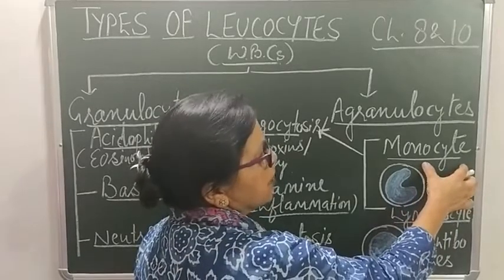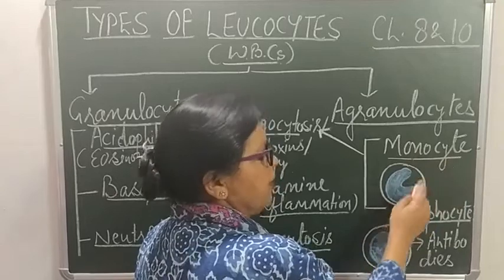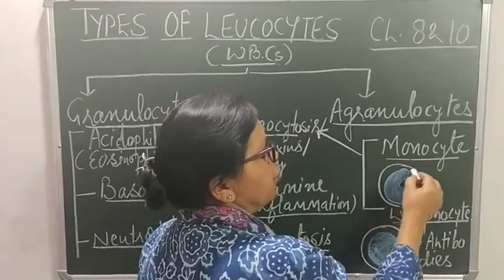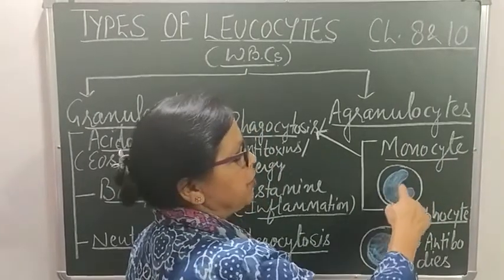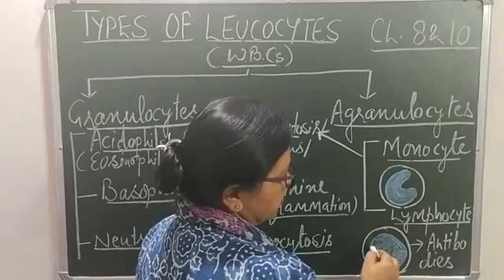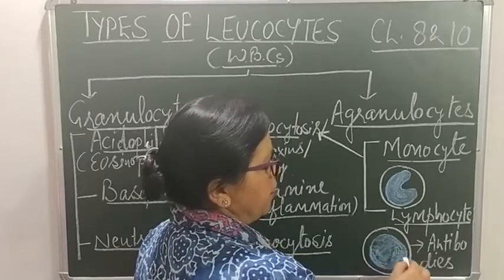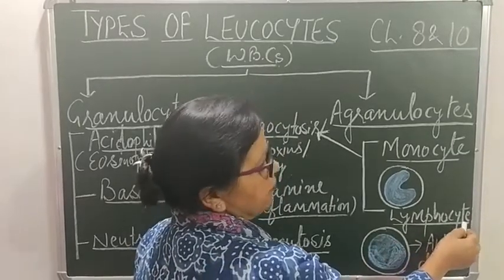Now these agranulocytes are of two types. One is monocyte and the second is lymphocyte. Monocyte has a kidney-shaped large nucleus. And if the nucleus is very large and round, then it is a lymphocyte.